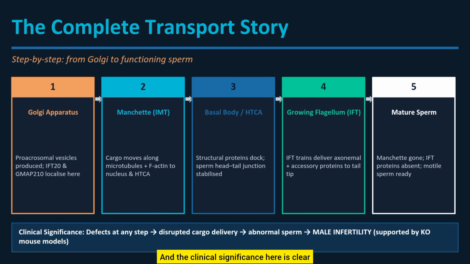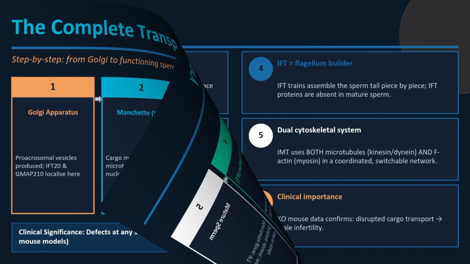And the clinical significance here is clear. A defect at any step of this pathway leads to disrupted cargo delivery, which leads to abnormal sperm morphology, which ultimately leads to male infertility. This has been directly confirmed by the knockout mouse models we just discussed.